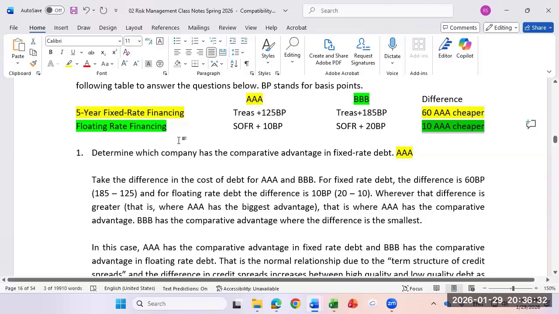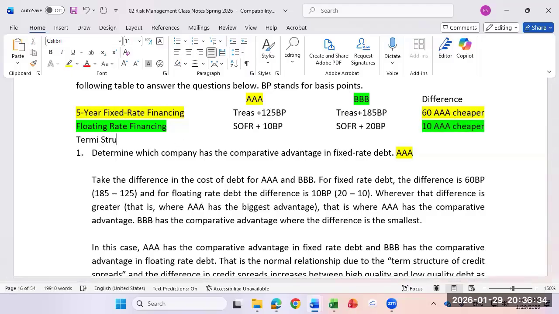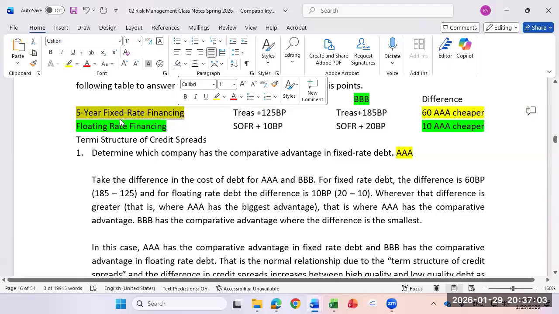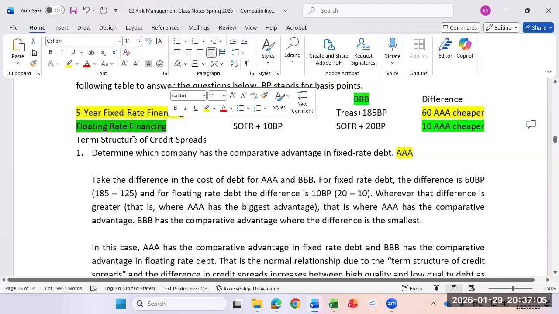There's something called the term structure of credit spreads. You may have heard that before. What that means is when you're looking at a highly rated firm and a low rated firm, the difference in their cost of debt will be much closer together for short-term debt and much wider apart in longer-term debt. And that makes some sense, right? If you're going to loan money out 5 years, you'd rather have a safer company. And so AAA is much cheaper when you have 5-year debt. They're not as much cheaper when you have floating rate.